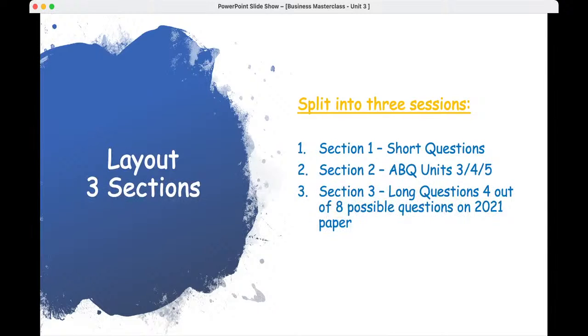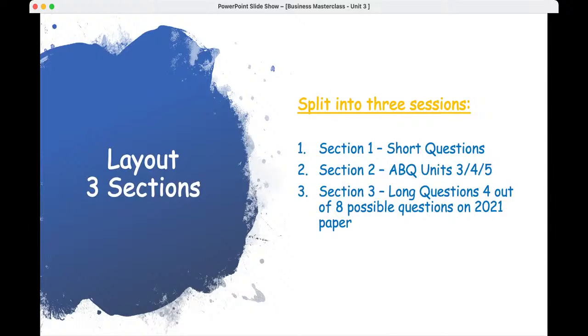I'll talk you through the layout of the paper, because it is really important that you understand your Leaving Certificate business paper. We've got 3 sections. Section 1 is short questions. Section 2 is the ABQ, and this year it's focusing on Units 3, 4 and 5. If you're a 5th year student watching, your units are going to be 4, 5 and 6 next year, for 2022. If you're sitting the Leaving Cert in 2021, your ABQ units are 3, 4 and 5.